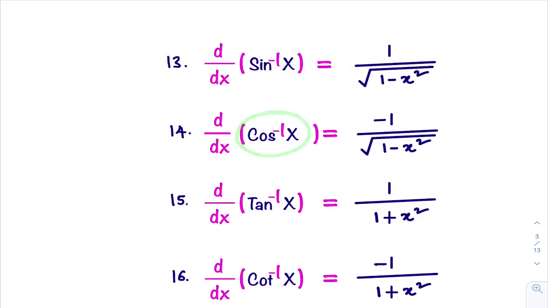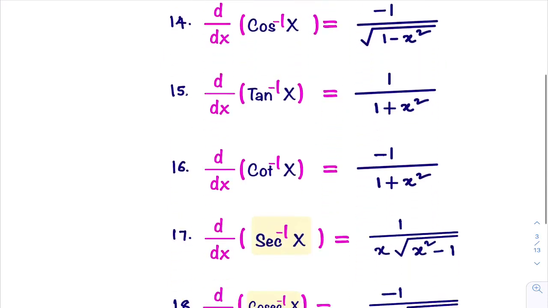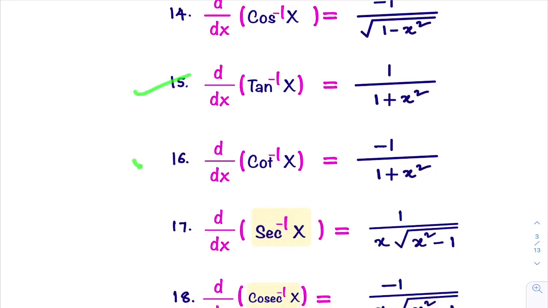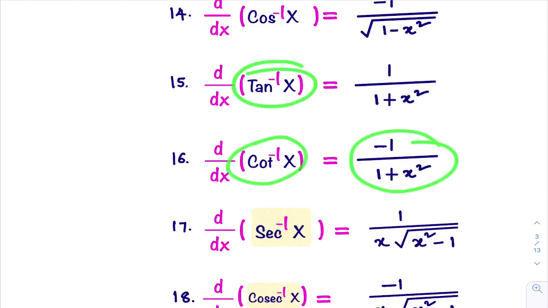Derivative of cos inverse x is minus 1 divided by square root of 1 minus x square. Now you see this tan inverse x and cot inverse x. Derivative of tan inverse x is 1 divided by 1 plus x square. Derivative of cot inverse x is minus 1 divided by 1 plus x square.